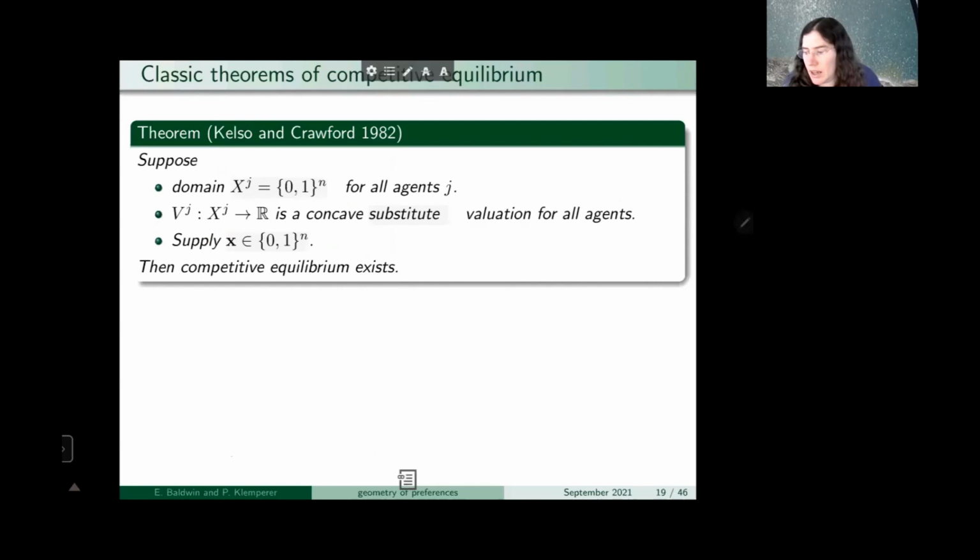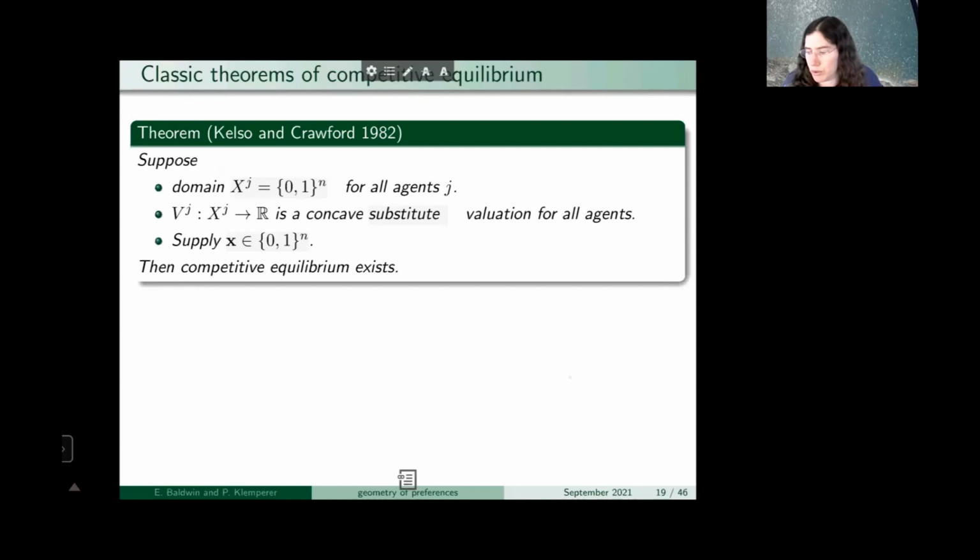The classic theorems of competitive equilibrium tend to have this sort of form. You suppose you have a domain for all agents. So in Kelso and Crawford, the agents would have one unit of each good. It's slightly more complicated than this because you have workers and firms in their setting, but let's take a simplified version of Kelso and Crawford. And then you assume that all the valuations have a property such as, for example, being substitutes, and supply is from a certain relevant set. And then you say, okay, competitive equilibrium exists. So that's the Kelso-Crawford result.